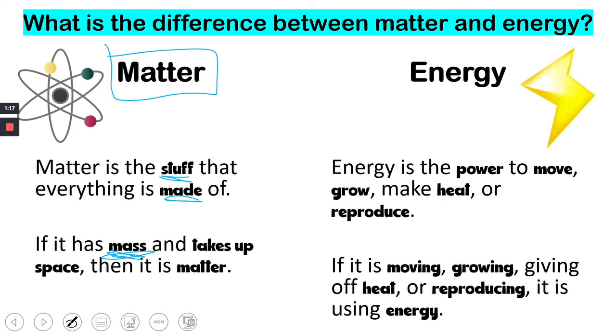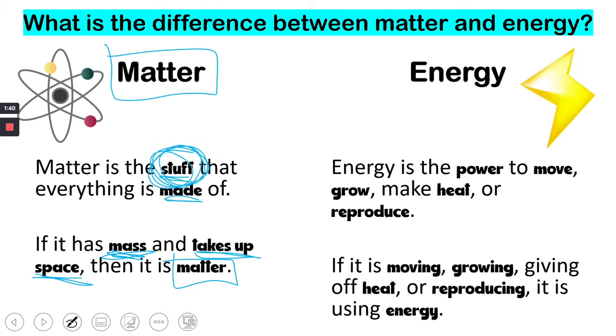So if it has mass and it takes up space, like when I blow air into a balloon, the balloon gets bigger because that air is made of matter. It's taking up space inside the balloon. So if it has mass and it takes up space, then it is matter. You can think of matter like stuff. I circled stuff a lot of times. So matter is like real stuff.